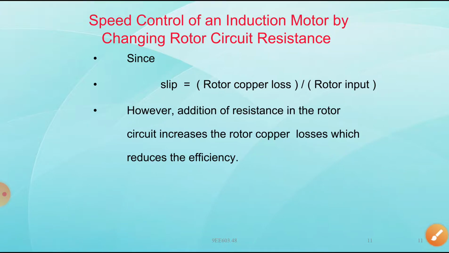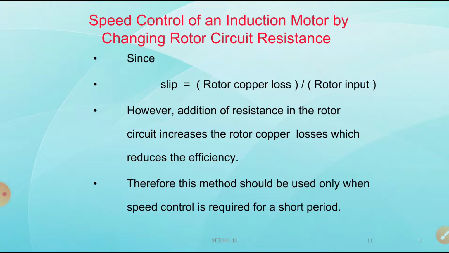However, the addition of resistance in the rotor circuit increases the rotor copper losses. Yes, it reduces the efficiency. If resistance is added to change the speed, there is extra resistance in the rotor circuit, so losses increase. Copper losses increase, which also leads to decreased motor efficiency. Therefore, this method should be used only when speed control is required for a short period, where we can afford to sacrifice some losses.